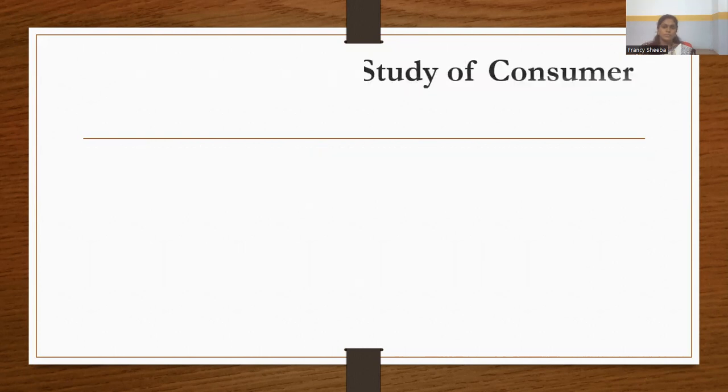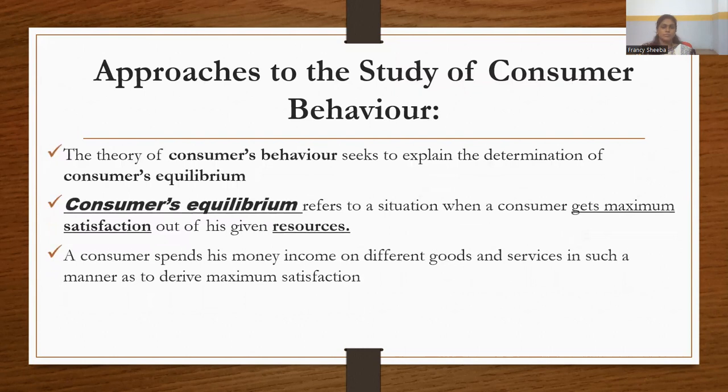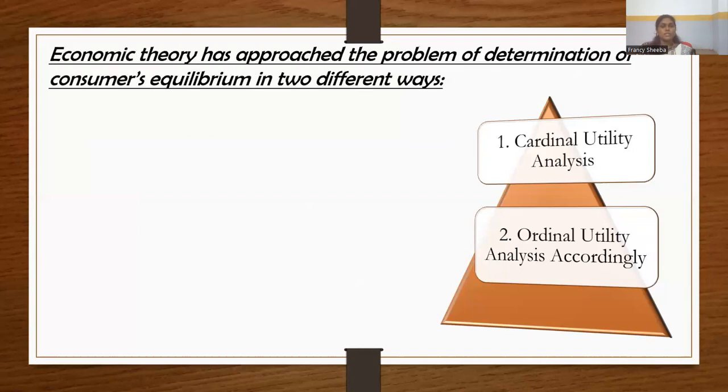The theory of consumers' behavior seeks to explain the determination of consumers' equilibrium. Consumers' equilibrium refers to a situation when a consumer gets maximum satisfaction out of his given resources. A consumer spends his money income on different goods and services in such a manner as to derive maximum satisfaction. Hence, it is important to analyze the economic theory to understand the problem of determination of consumers' equilibrium.